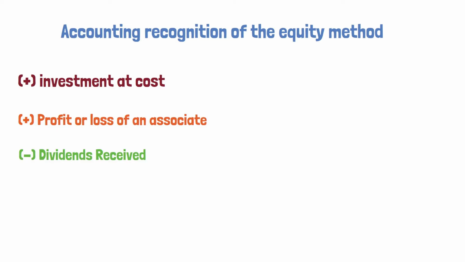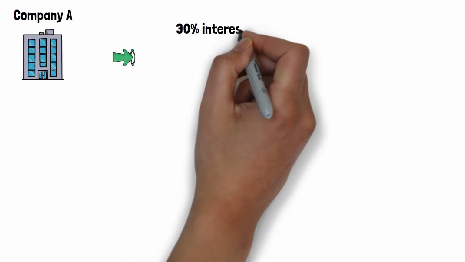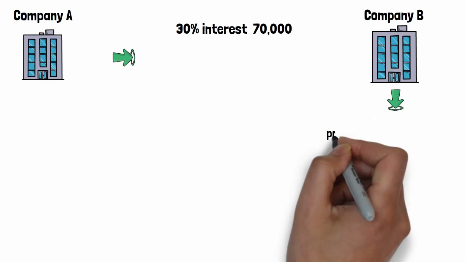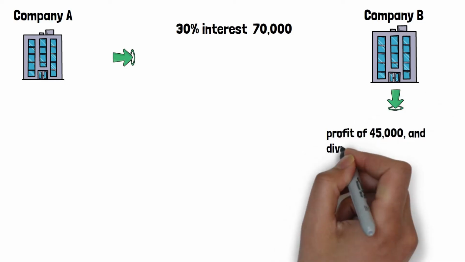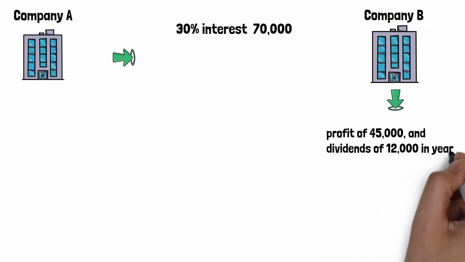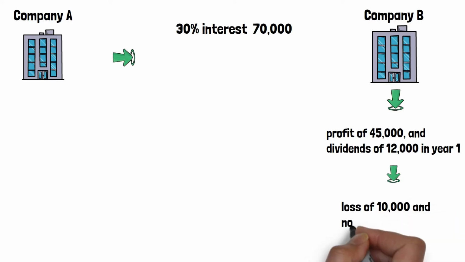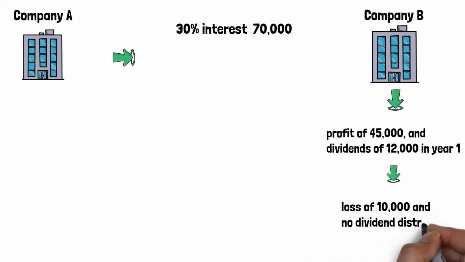Let's see the following example to better understand what was said above. At the beginning of year 1, Company A acquires 30% of the interest of Entity B for $70,000. At the end of year 1, Entity B records a profit of $45,000 and distributed dividends of $12,000. And on the other hand, in year 2, Entity B reported a loss of $10,000 and no dividend distribution was made. What is the accounting recognition that Company A must carry out in years 1 and 2?